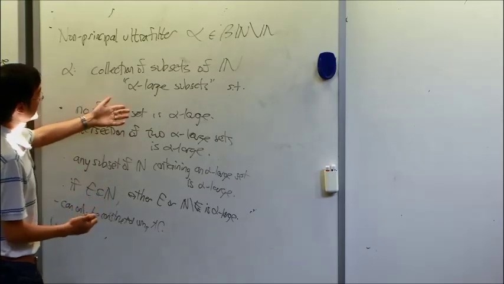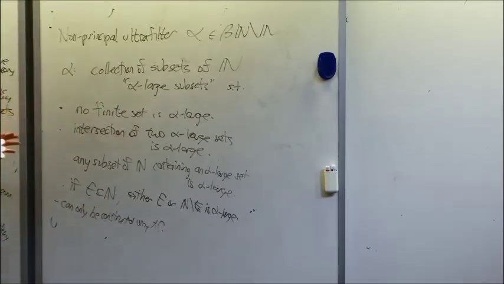So no finite set is alpha large. So any cofinite set, any set whose complement is finite, is alpha large. So you've already got some sets you've declared alpha large. Then maybe you look at the even numbers and the odd numbers. At present, neither of those has to be alpha large, but you've got to pick one of them. So you make a choice. I choose the even numbers to be alpha large. And that gives you a few more alpha large sets.